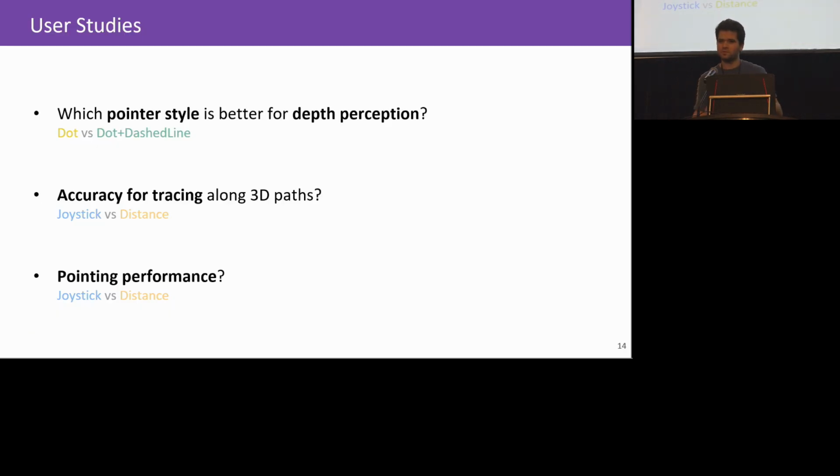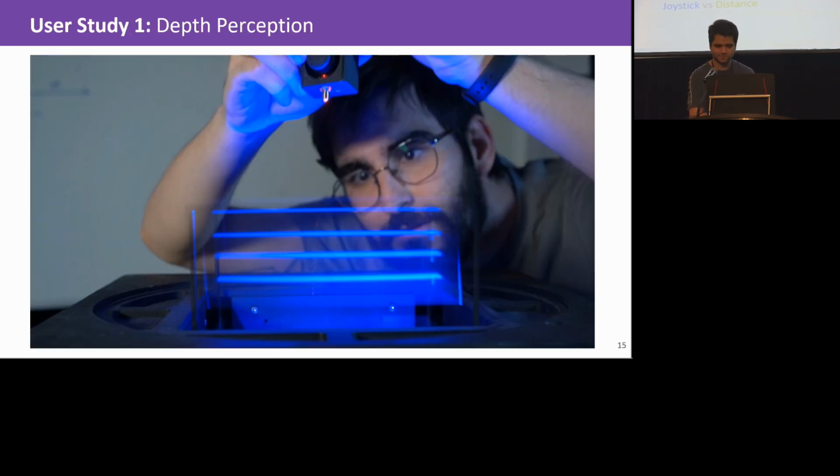Those are really cool, but we wanted to test them on real users. So we made ourselves some questions. Which pointer style will be better for depth perception? That will make the first study. Then, what is its accuracy when tracing 3D paths? That will make the second study. And the third study will consist of pointing performance on different 3D objects in a volumetric display.